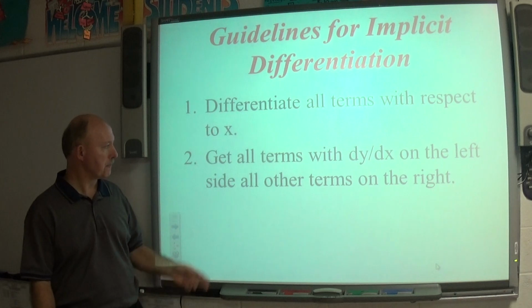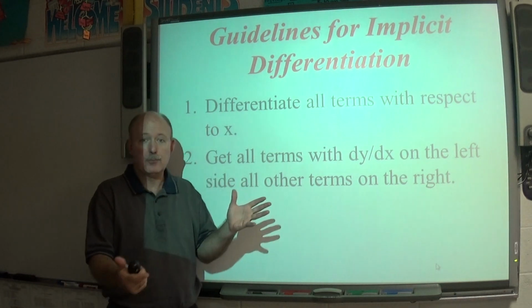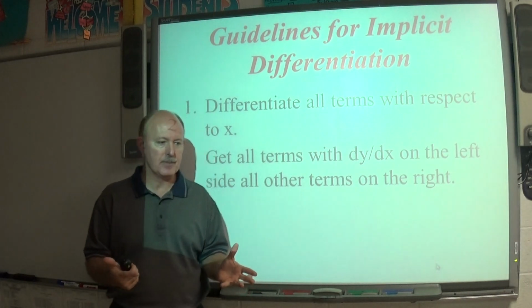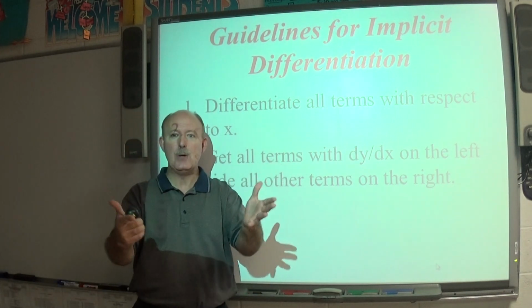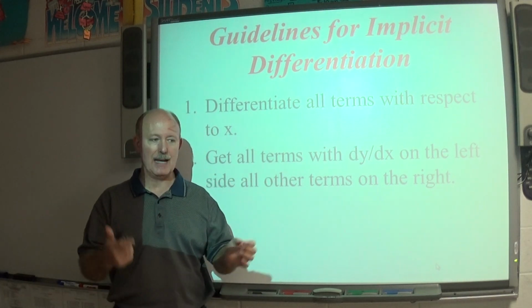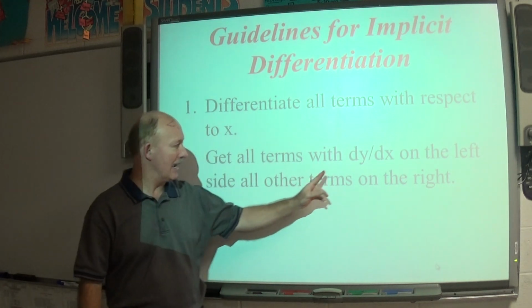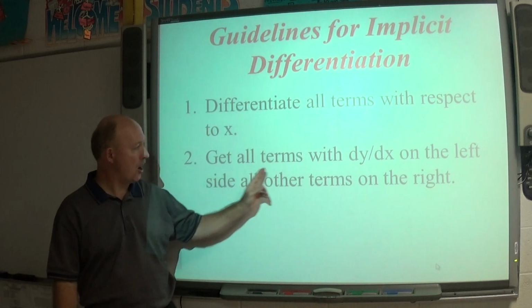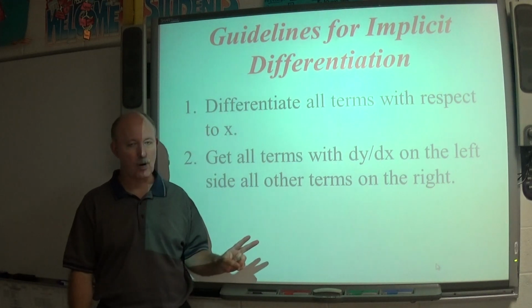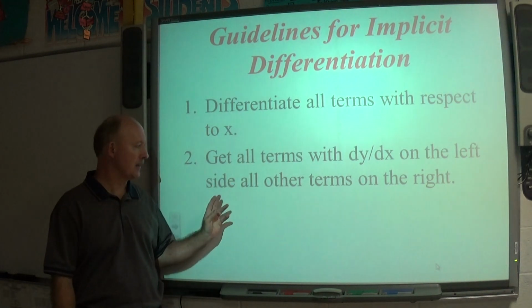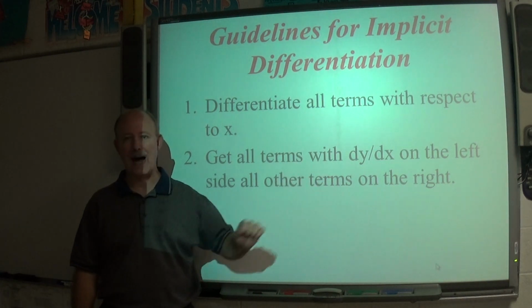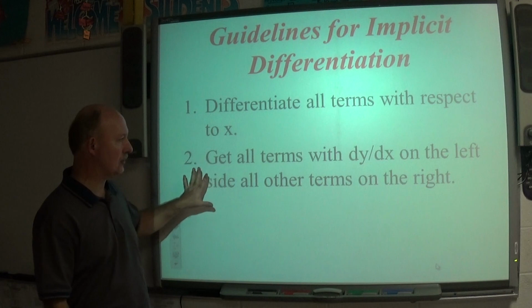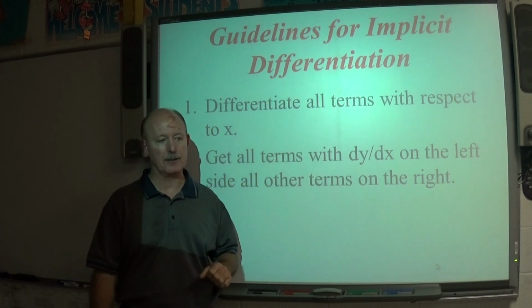Next, it's possible that some of the equations you'll be looking at may have several dy dx terms in them. So you may have several y factors and more than one dy over dx factor. If that's the case, you want to get all the terms with dy dx on the left-hand side of your equal sign and all the other terms on the right. That's important. Any factors that have dy dx, you want on the left, and move everything else to the right.